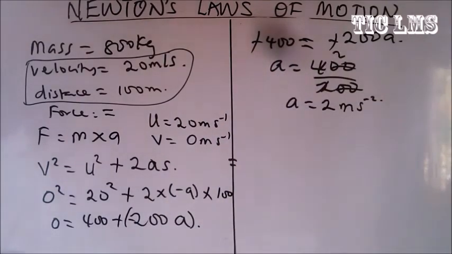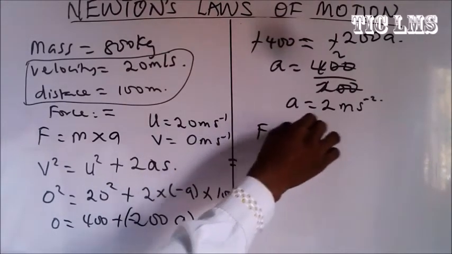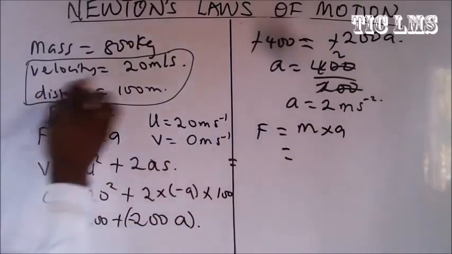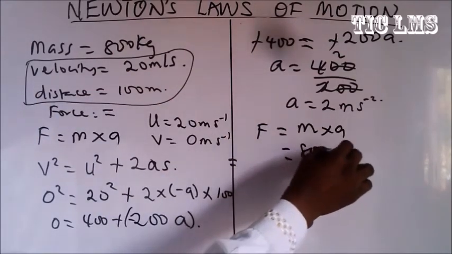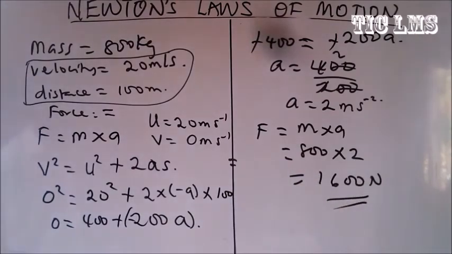Now we've gotten our acceleration, we can proceed to get the average force, which is mass times acceleration. The mass is 800 and the acceleration is 2, so we have 1600 as the force.